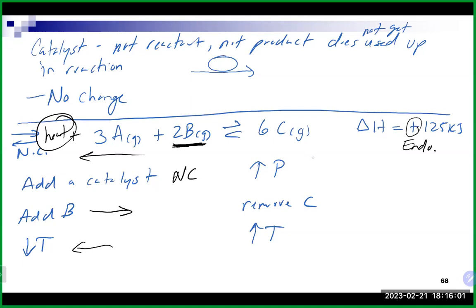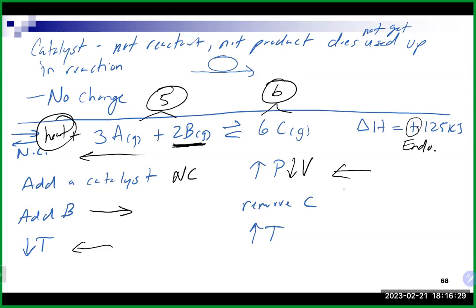If I increase the pressure, that means the volume again will go down. And in this case, if we have a smaller volume, we would definitely want fewer gas molecules. So the grand total of gas molecules on this side is 5, and this side is 6, based on the coefficients. So we're going to head to the left-hand side in this case. Any questions on those so far?